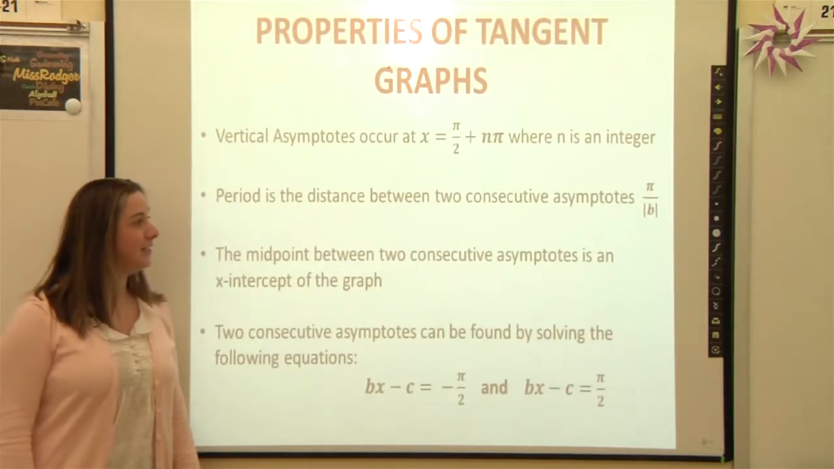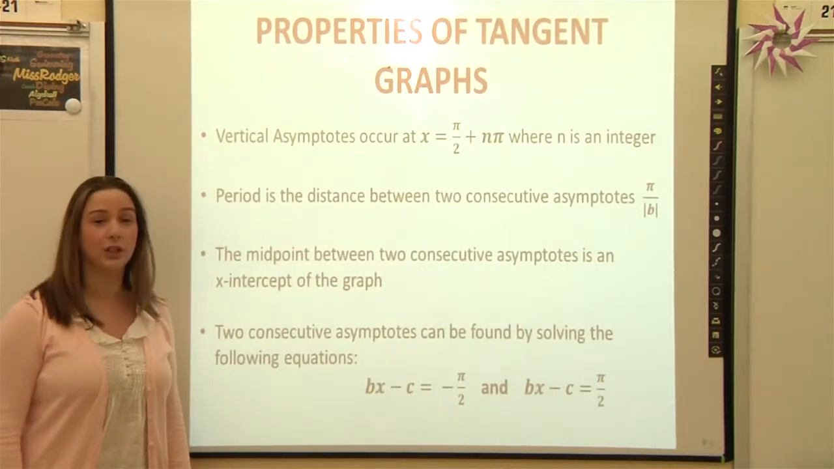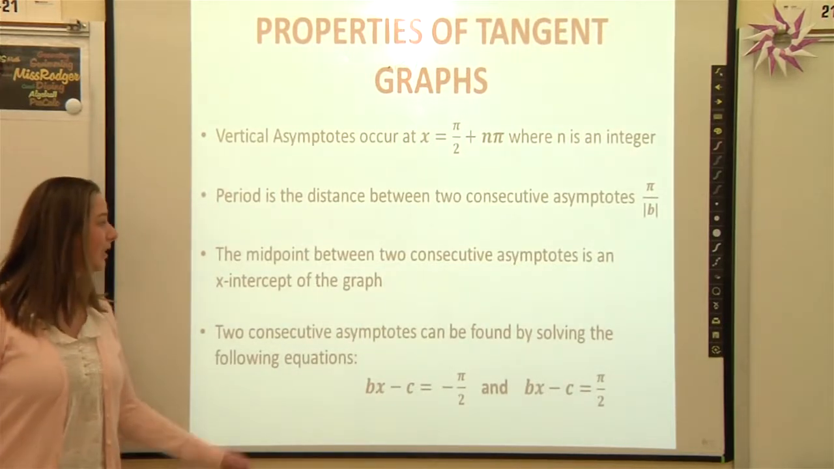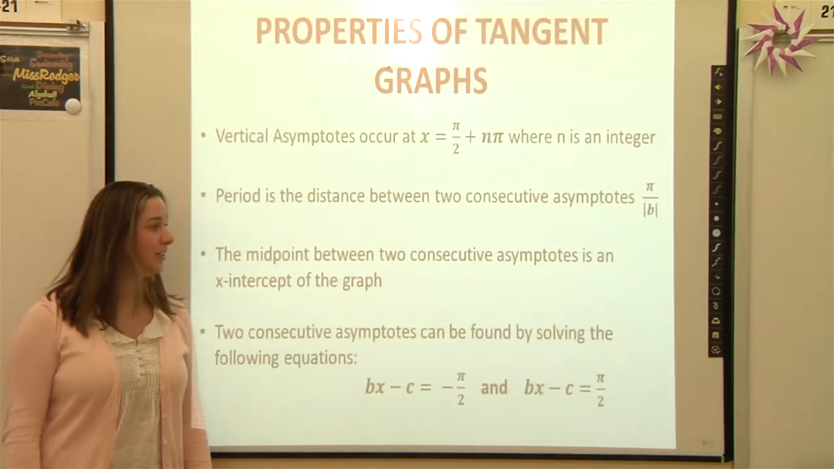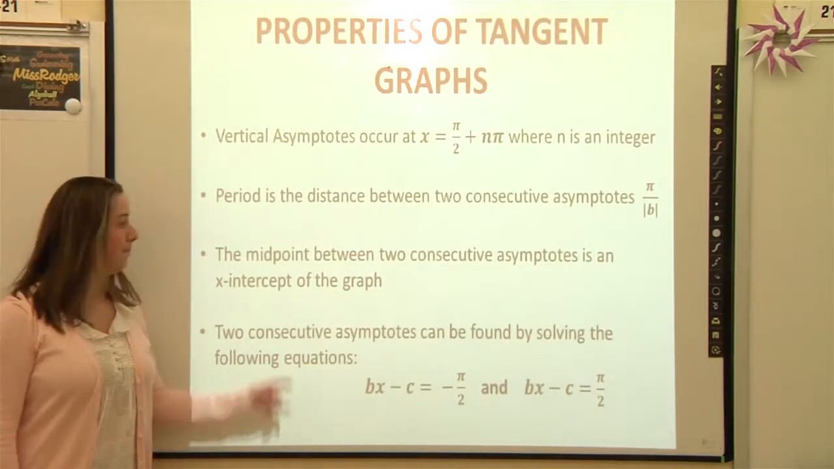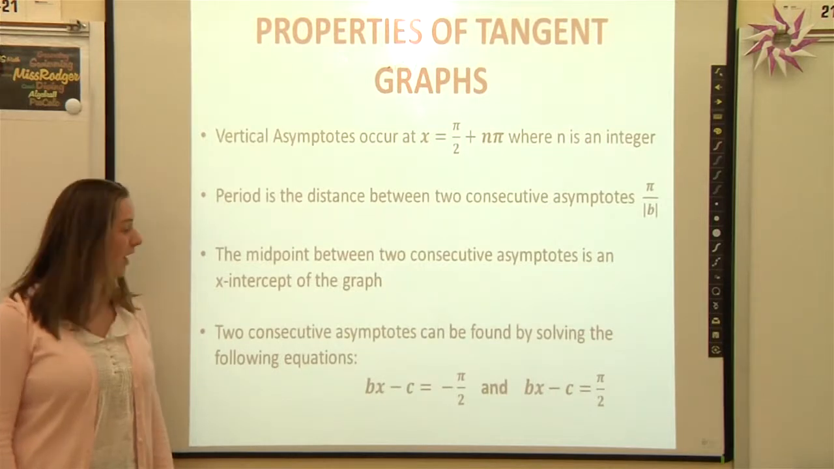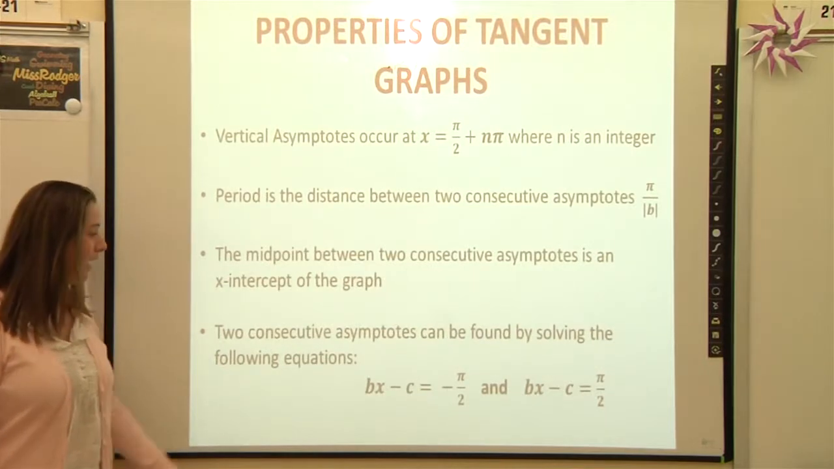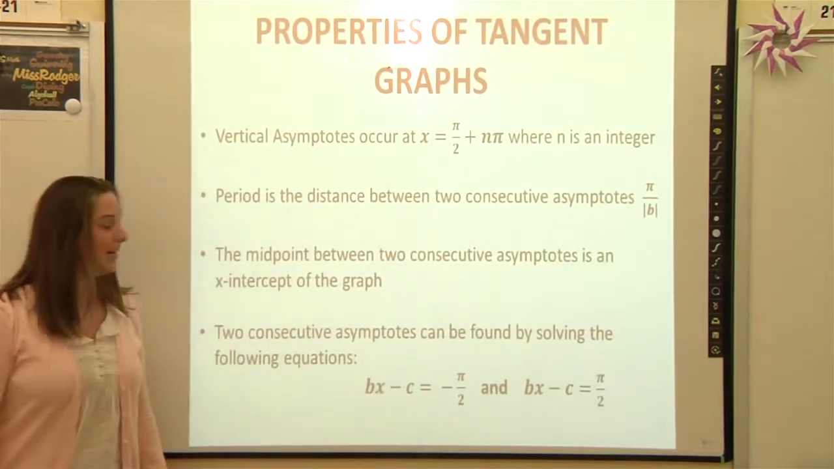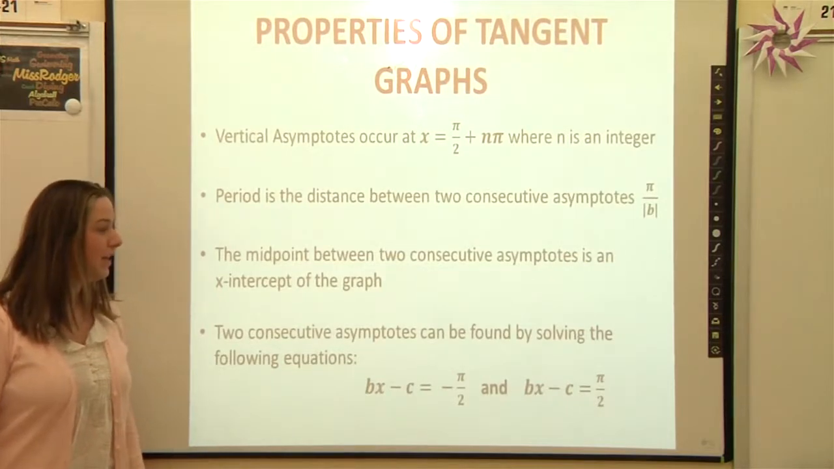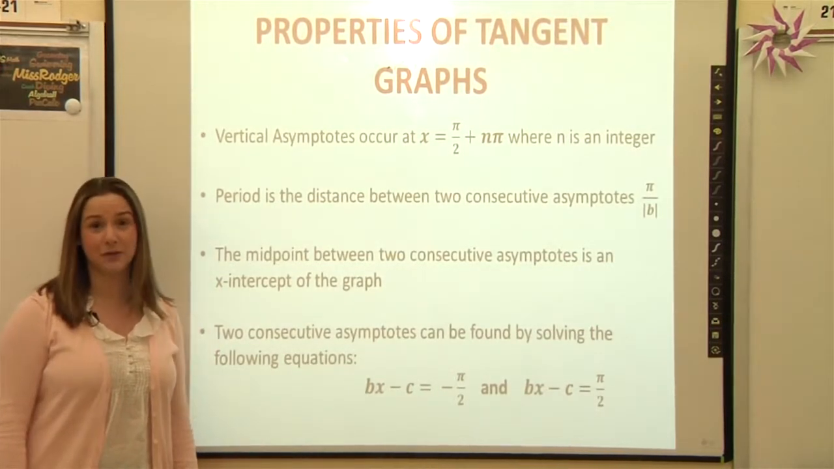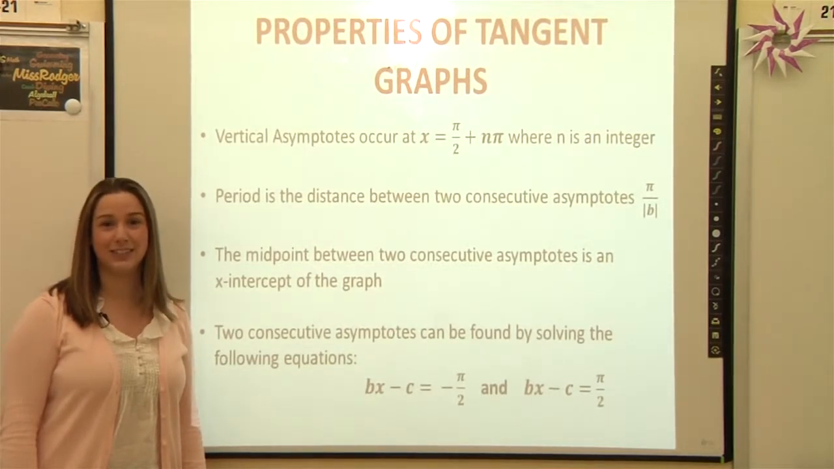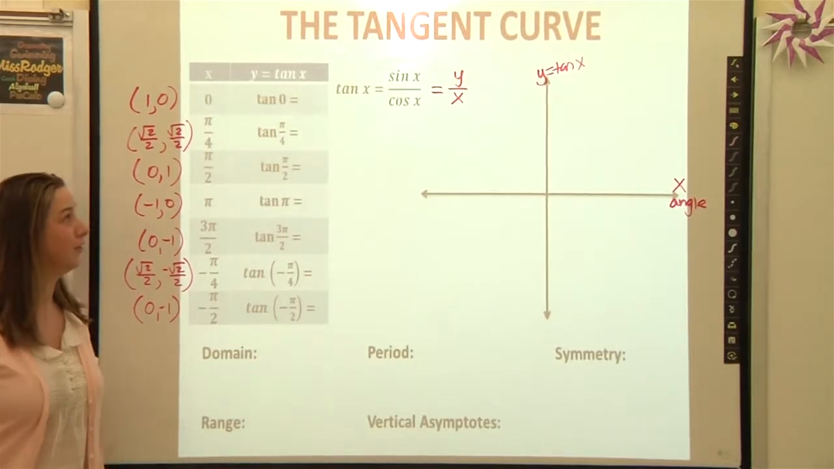Our period is going to be the distance between two consecutive asymptotes, which we can find by doing pi over the absolute value of b. We're going to have a midpoint between two consecutive asymptotes, and this midpoint is going to be an x-intercept of the graph. And two consecutive asymptotes can be found by solving these two equations. bx minus c equals negative pi over 2, and bx minus c equals pi over 2. Thinking about our asymptotes is going to be critical when graphing tangent. Let's take a look at our tangent curve.